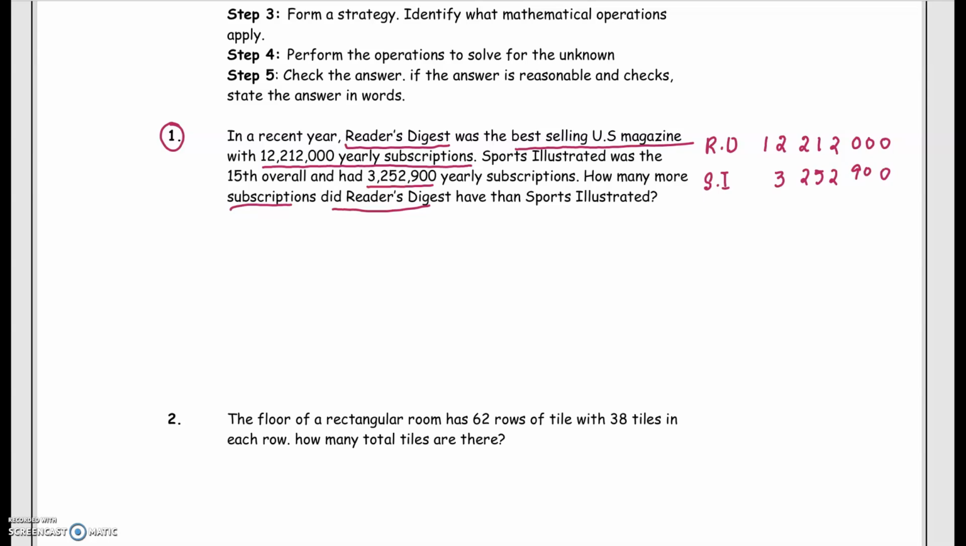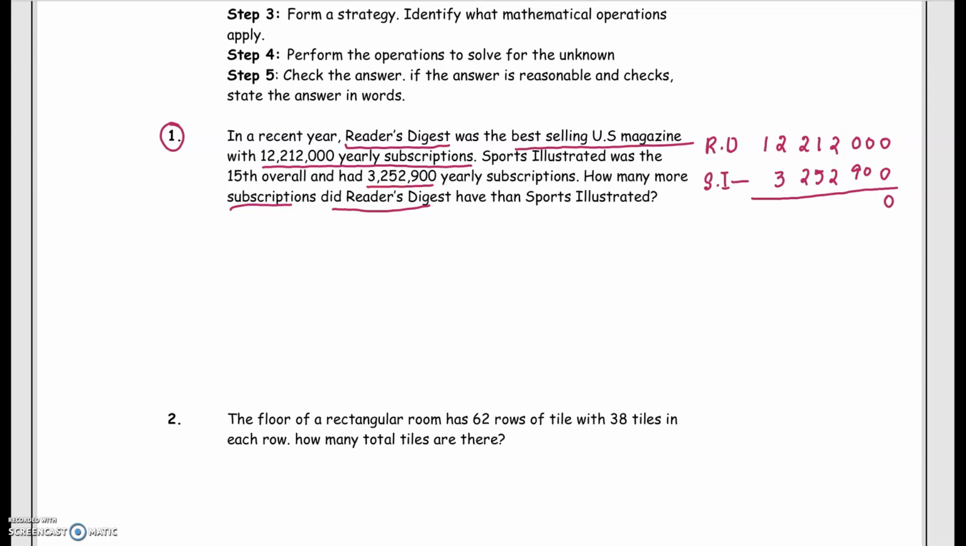Which means this involves subtraction. How many more? It's not asking for the sum of all subscriptions. It's saying how many more is one than the other. So we subtract the smaller number from the larger number. So let's subtract. First of all, line up the numbers based on place values. The ones have to match up with the ones, the tens with the tens, and so on. So make sure you're lining it up correctly and then do the subtraction.